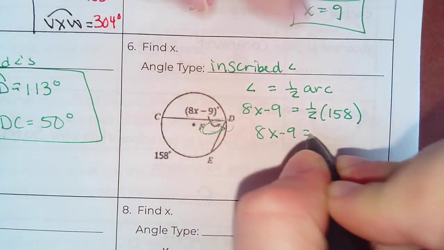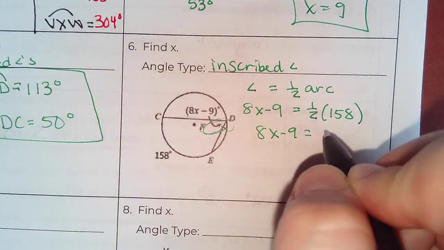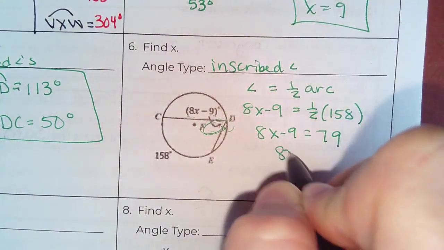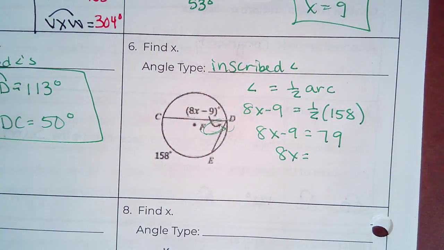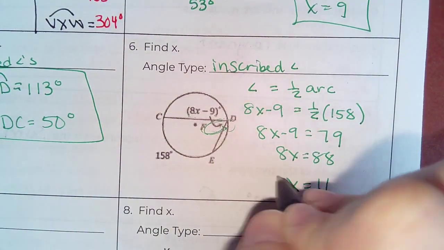8x minus 9 equals 158 times 1/2, which is 79. 8x equals, add 9 on both sides, and you get 88. Divided by 8, x equals 11.